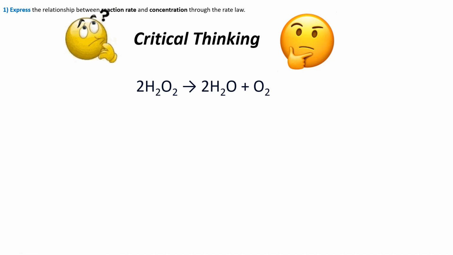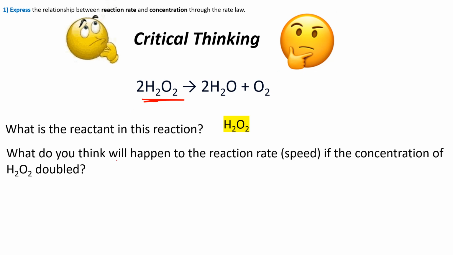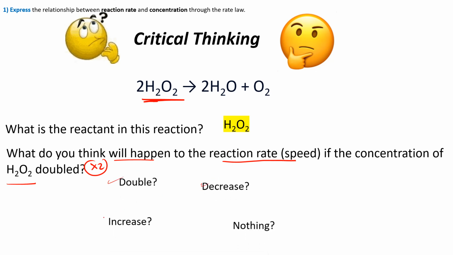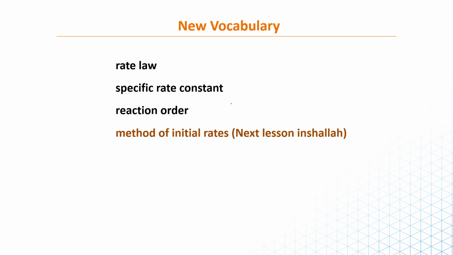So let's have a look at this chemical reaction, guys. What is the reactant in this reaction? Of course, all of us should say H2O2, because it is on the left of the arrow, so it is the reactant, right? Now my question is, what do you think will happen to the reaction rate, the speed, if the concentration of H2O2 is doubled? Is it going to double? Is it going to decrease? Is it going to increase? Nothing will happen. This is what we are going to discuss. So this is the main point, guys, or the main question, okay? What is the relationship between the reaction rate and the concentration? Speed of reaction and the concentration of the reactants. So this is the main idea.